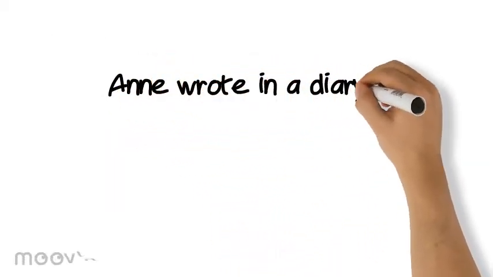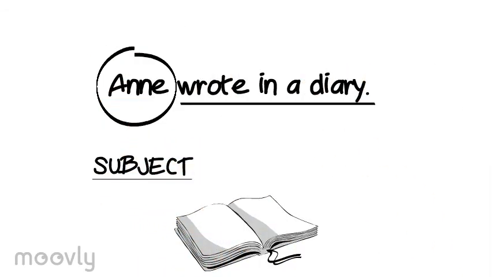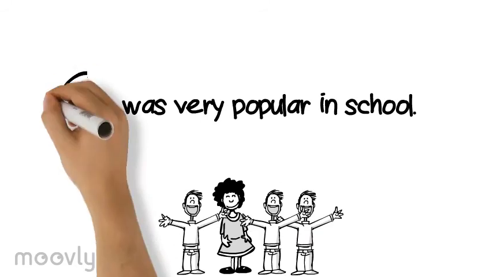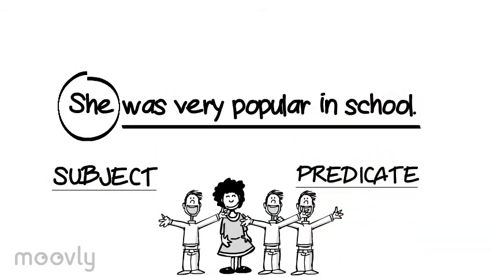Let's have a look at a few more sentences and try to spot each component. Anne wrote in a diary. Here the subject is the noun Anne and the predicate is wrote in a diary. Note the verb here, which is wrote. She was very popular in school. Here the subject is the pronoun she and the predicate is was very popular in school. Again, the verb here is was.